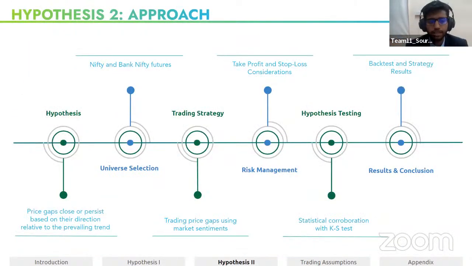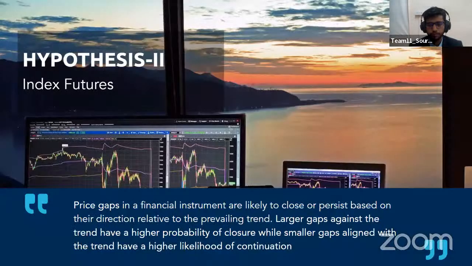Now we arrive at the second hypothesis. This flowchart shows our entire process from ideation of hypothesis 2 to its results and conclusion, which we explain in further slides. Our hypothesis states gaps in a financial instrument are likely to close or persist based on their direction relative to the prevailing trend, with larger gaps against the trend having a higher probability of closure and smaller gaps aligned with the trend having a higher likelihood of continuation.